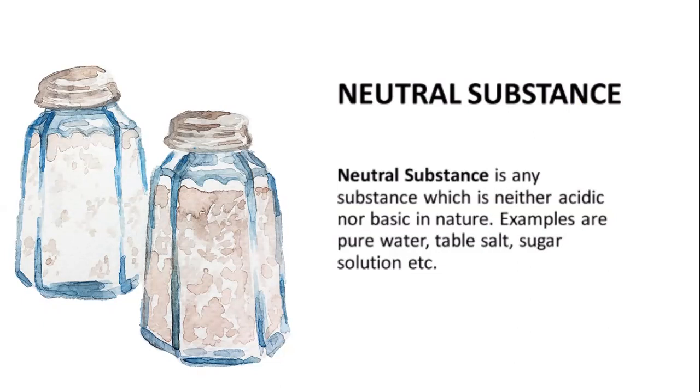We are done with acids, we are done with bases. Now, I told you that in our stomach there is HCl, that is hydrochloric acid. To neutralize it, to cool it down, we add a base, that is milk of magnesia. So when an acid and a base come together or react, they will form a neutral substance or a salt. A neutral substance is a substance which is neither acidic nor basic. Examples are pure water, table salt, sugar solution, etc.